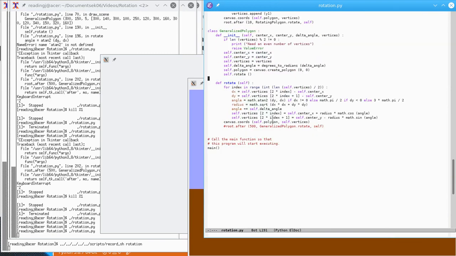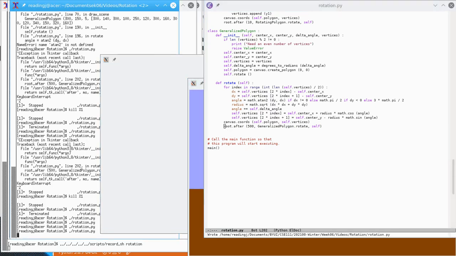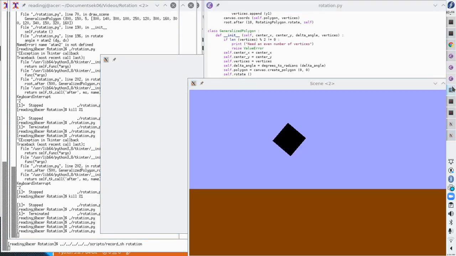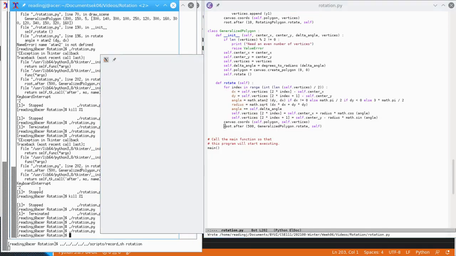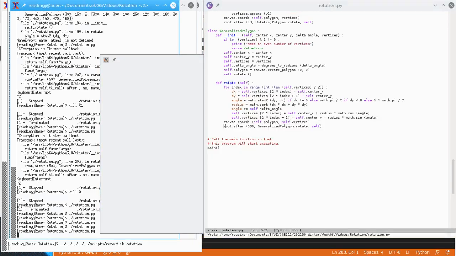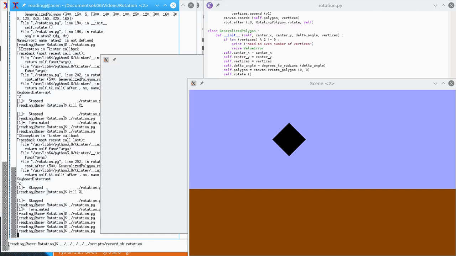Alright, let's take this out. Let's see what that does. Oops, I forgot to kill it off. It's just bouncing back and forth. Interesting.